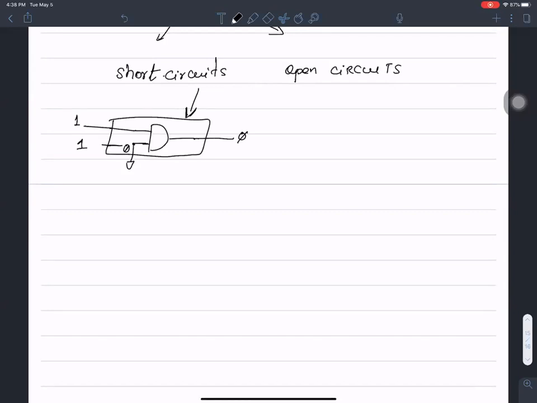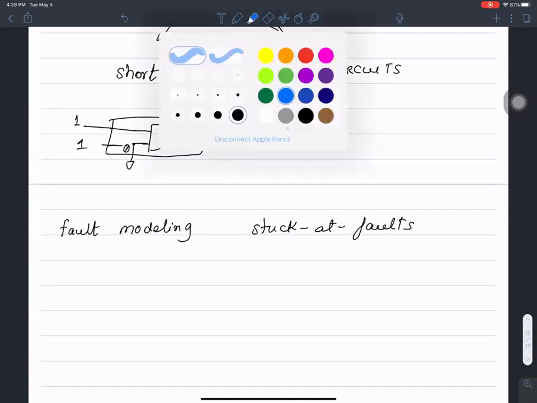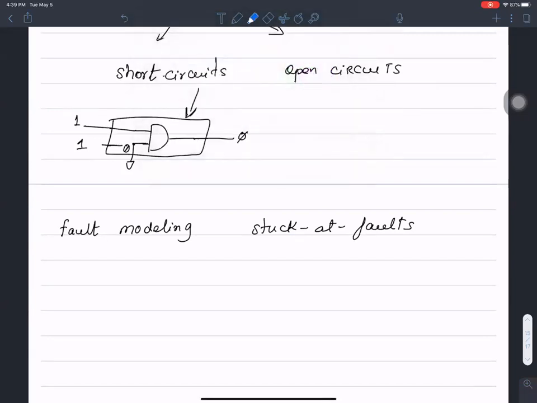So a very good technique to test them is known as fault modeling, where you use the idea of stuck-at faults. And then it's easy to see that one of the inputs here is stuck at 0. So it does not respond to the inputs and changes of the inputs in a way that you expect it to. That's a fault.